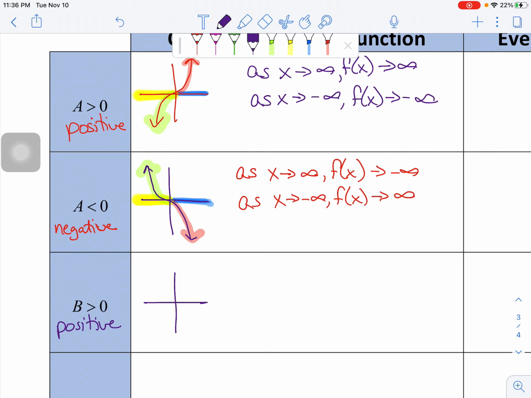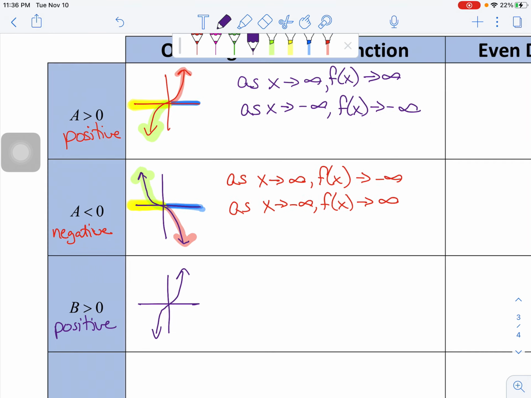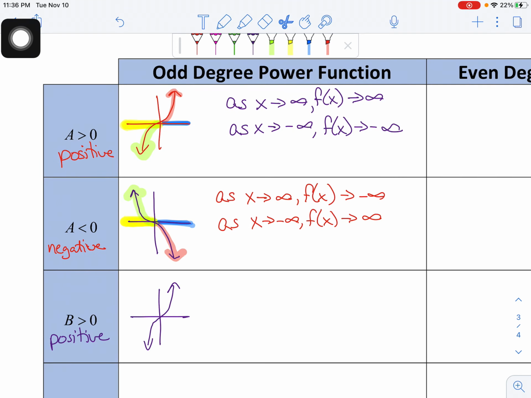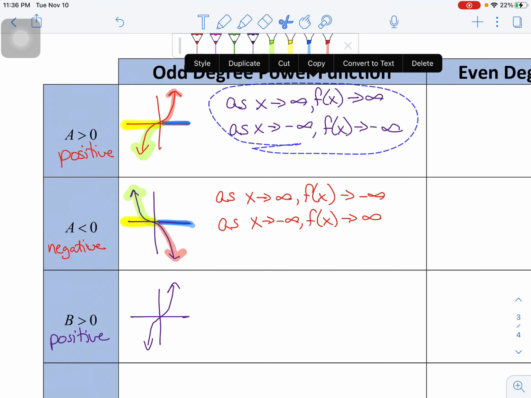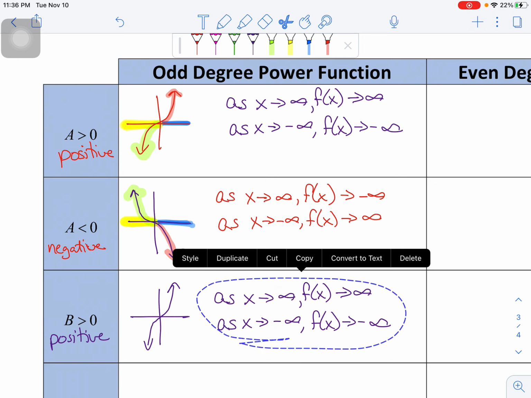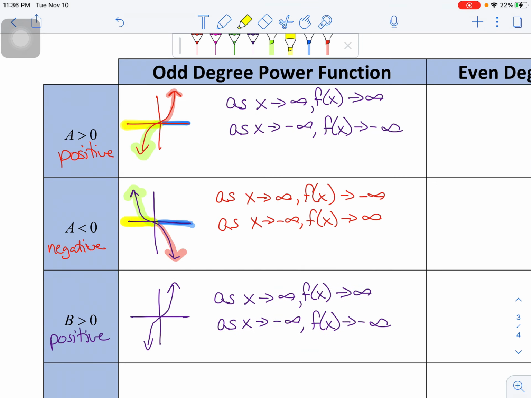All right, so if b is positive, that's just a normal power function curve. Nothing special about it. So this end behavior would be identical to this end behavior because the graphs are identical. I'm going to cheat just a little bit. I'm going to loop up this answer here, copy it and paste it because it still applies.